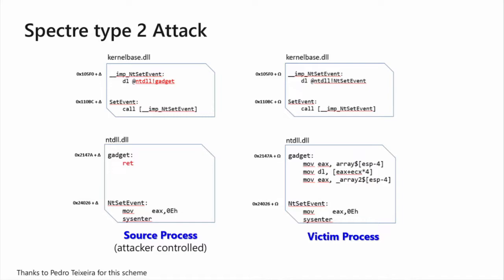I mean, call NT-set7 a lot of times. In that way, you train the branch target predictor. After you did that, you need to raise the victim process to call the original NT-set7. In this way, the branch target predictor knows to call the gadget instead of the original set7. Then the CPU understands that the target is wrong and clears out the results. But the important thing is that the results are still in the cache.